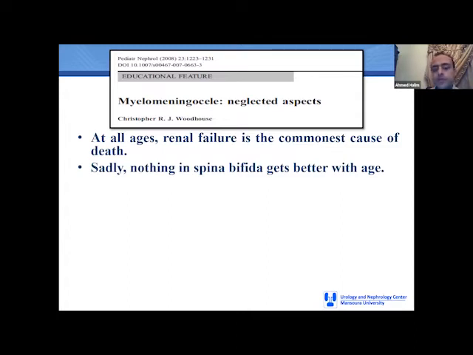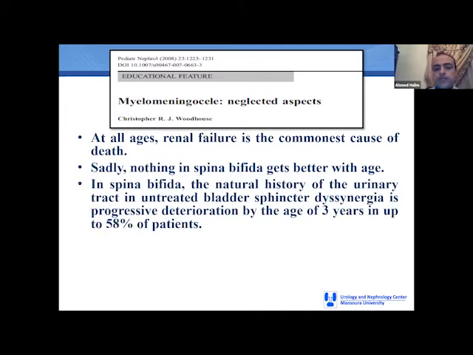The bladder dysfunction, the motor ability, the spinal deformity, and the patient habitus change: they become obese, they become weaker, and they have deterioration of the motor function. So nothing gets better with age. We have to be proactive and start treatment as early as possible. It's not likely that the bladder dysfunction will improve over time.